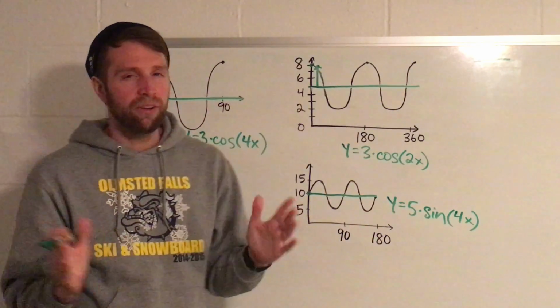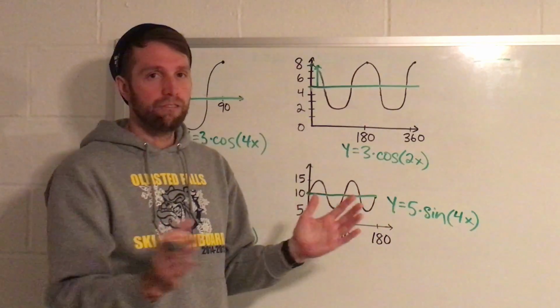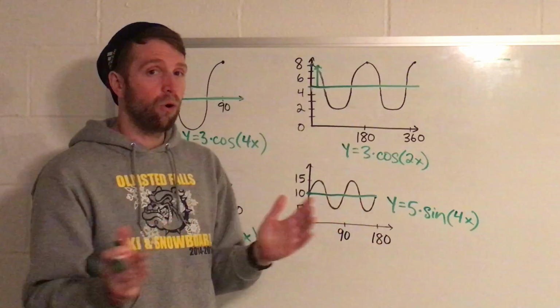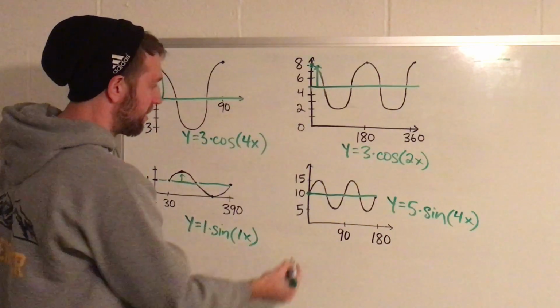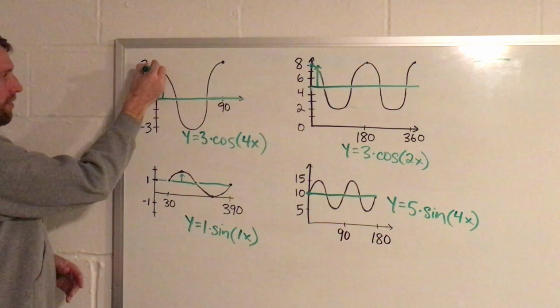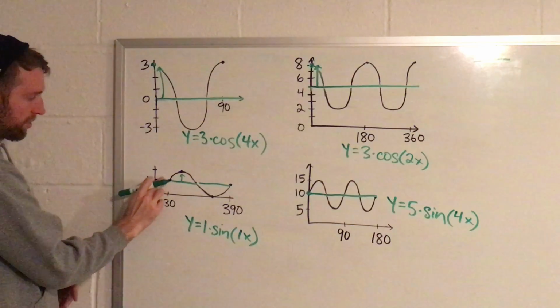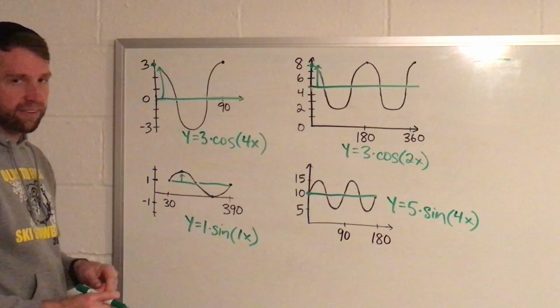Also in there with the x, we have to look if any of the graphs have shifted left or right from their starting point. Is there a horizontal shift? This one starts right on the y-axis. This one starts right on the y-axis. This one starts right on the y-axis. This one starts over a little bit. It starts at positive 30.